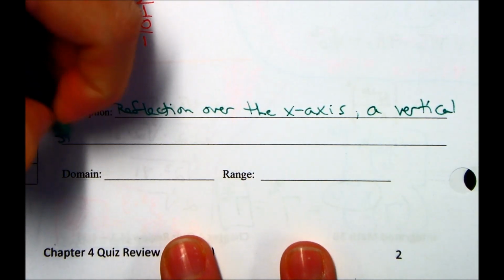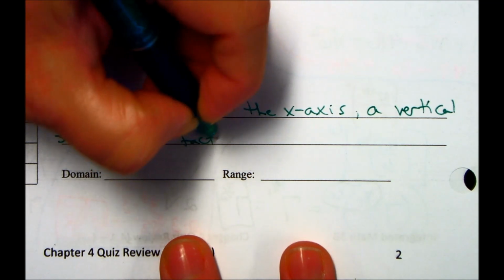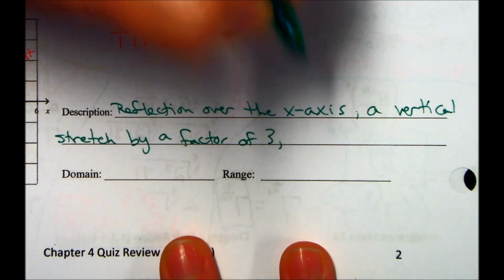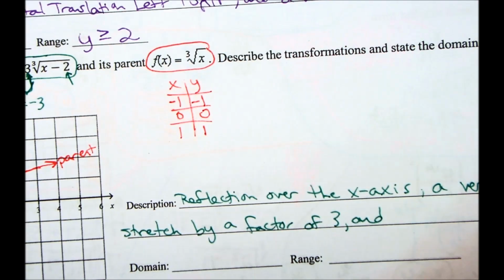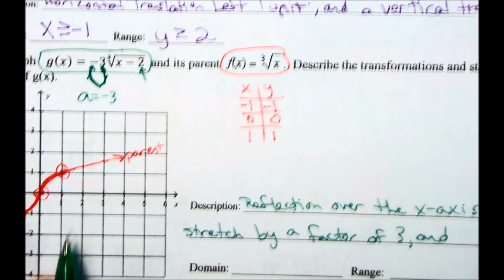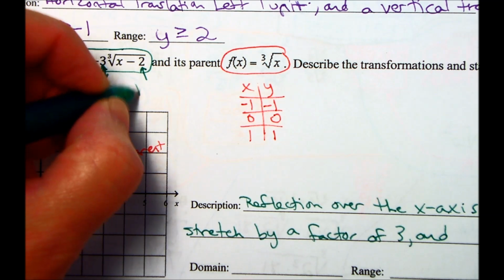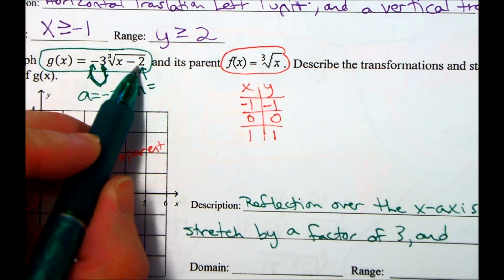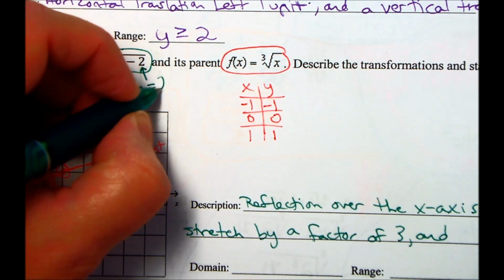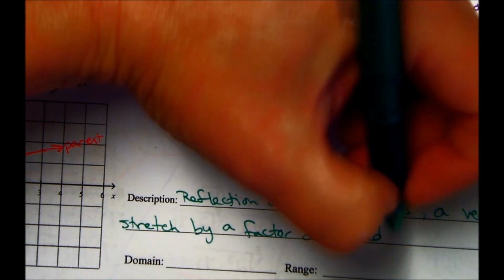So it's a stretch because the 3 is bigger than 1 by a factor of 3. And then we also have that -2 that's underneath. Because it's underneath the radical, it's being added or subtracted, so it's going to be an h value. But remember, anything that's on the inside, think opposite. So instead of a -2, h is actually a +2, which means it is going to be going to the right 2.